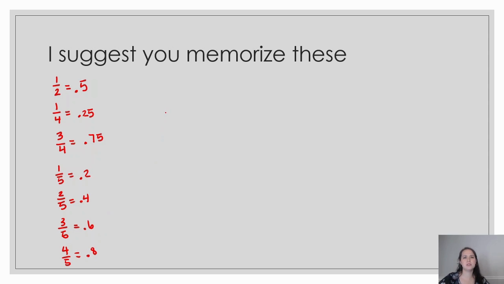The 1 over 6s, oh, I skipped the 3s, I'm sorry. 1 over 3 is 0.3 repeating. 2 over 3 is 0.6 repeating. 3 over 3 is 1. So these are the ones I suggest that you memorize just because they pop up a lot. And anything over 10, of course, 1 over 10 is 0.1, 7 over 10, 0.7, right?